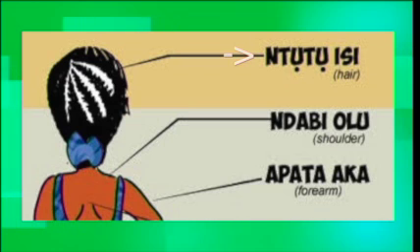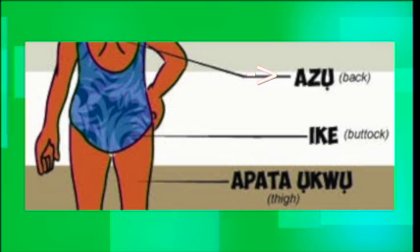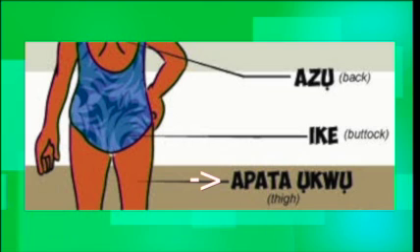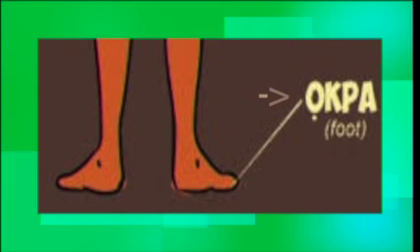Ntutu isi, hair. Ndabiolu, shoulder. Apataka, forearm. Azu, back. Ike, buttock. Apatokwo, thigh. Okpa, foot.